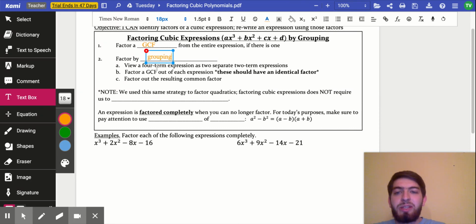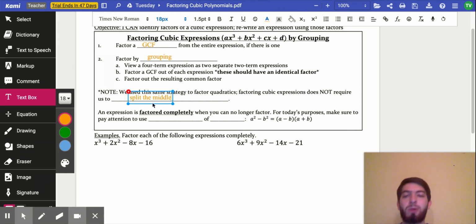So where we're really going to begin is factoring by grouping, which is something that we already know exactly how to do. Split up the 4-term expression into 2 separate 2-term expressions, factor a GCF from each. We should have an identical factor resulting, and we factor that out. We used exactly this strategy when we factored quadratics, which should make this pretty simple. The only difference, which is a nice, easy difference, is that factoring cubic expressions doesn't require us to split the middle, right? So when we looked at quadratics, we had to split the middle and then factor by grouping, but now we don't need to do that because we already have 4 terms.